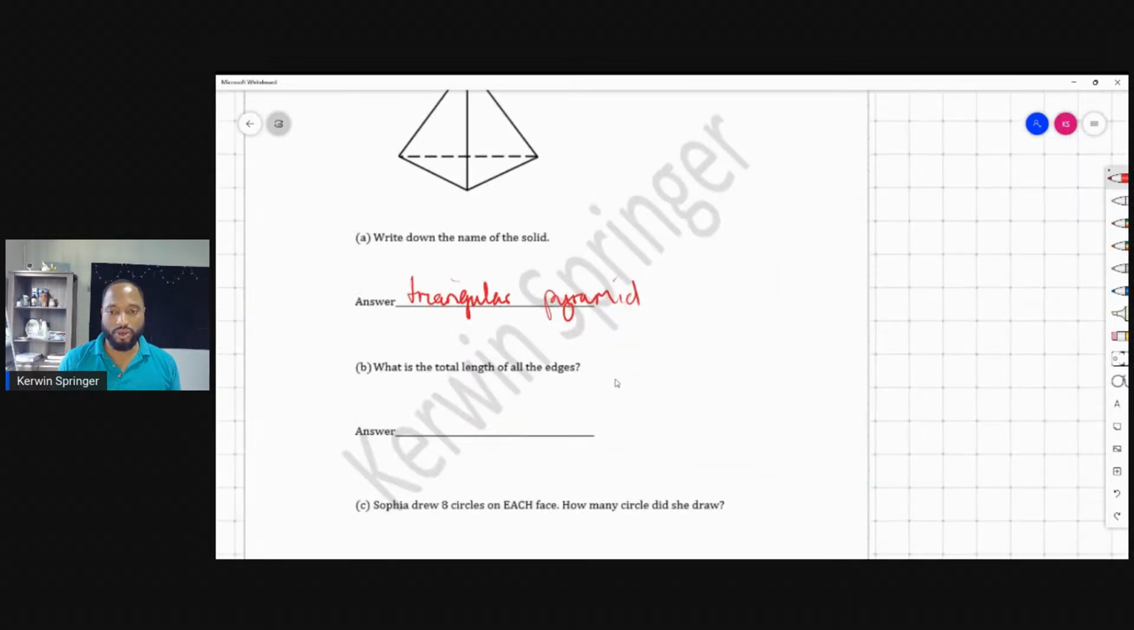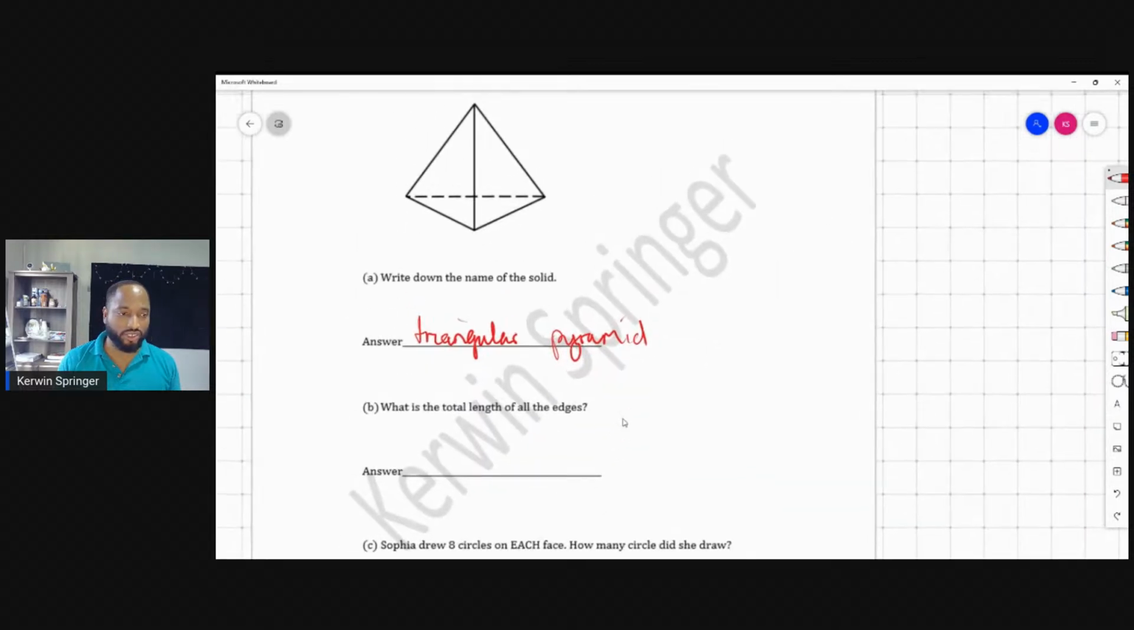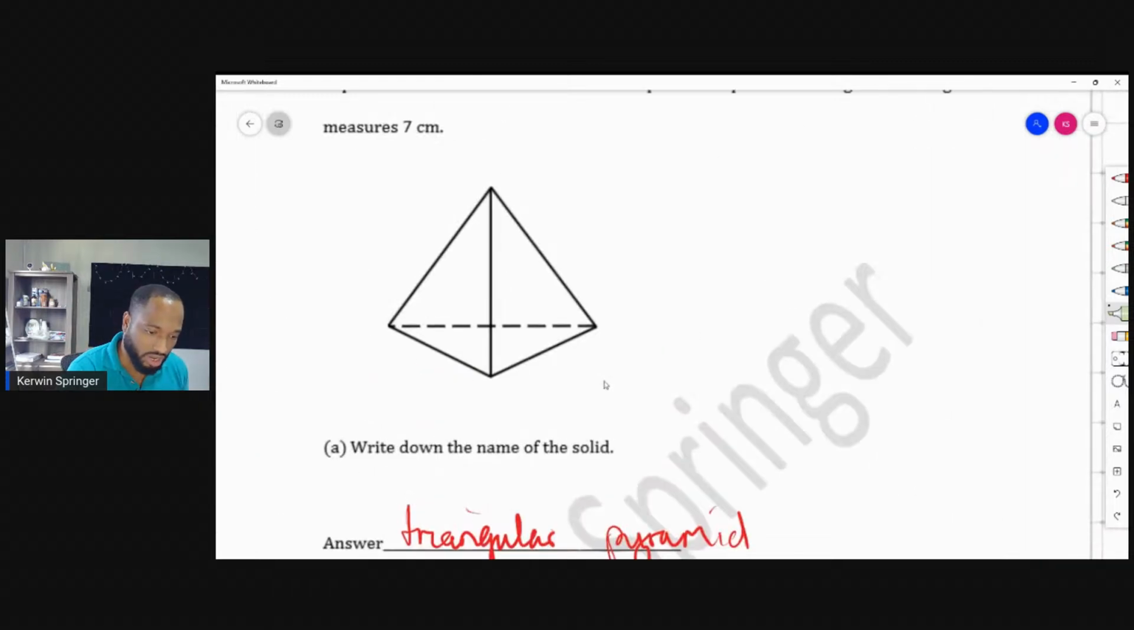What is the total length of all the edges? Well, I guess we need to start counting up edges to get this next part. Let's count up the edges. 1, 2, 3, 4, 5, 6. 6 edges, and each one is 7 centimeters.